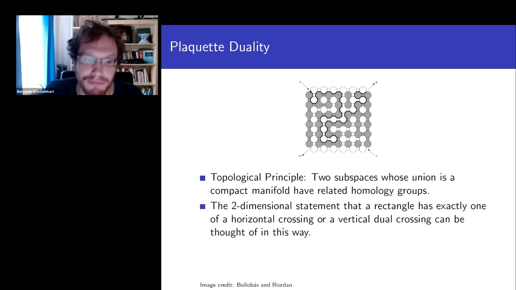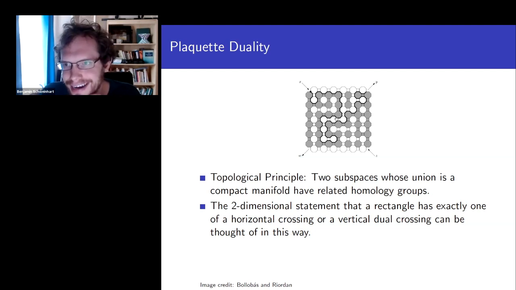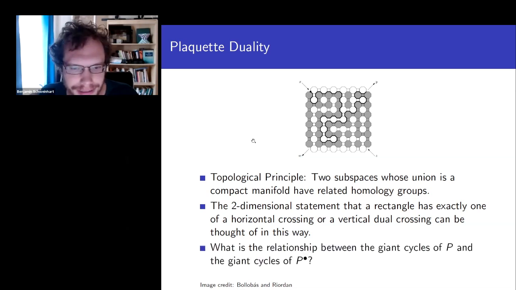So this can actually be restated in terms of a homological duality principle about the relationship between the, I guess here you'd get a system of hexagons and squares and a dual system of hexagons and squares. And you can prove it the same way. But another example of this topological principle tells us a relationship between the giant cycles of P and the giant cycles of P bullet.